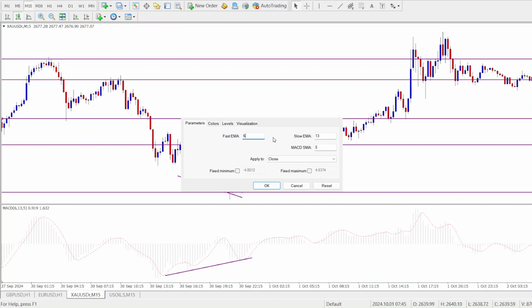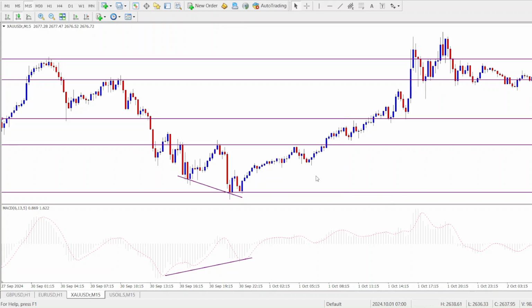So you can consider reducing it to 5, 12, and 4, for example. But if you are a more conservative trader, maybe you want to stick with the default, or you can slightly modify the settings to 8, 21, and 5. That is if you are more of maybe a swing trader. So that's just it.